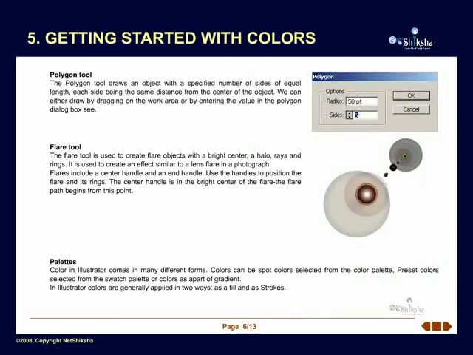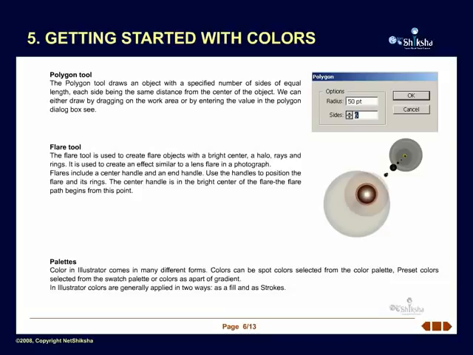Polygon tool. The polygon tool draws an object with a specified number of sides of equal length, each side being the same distance from the center of the object. We can either draw by dragging on the work area or by entering the value in the polygon dialog box.